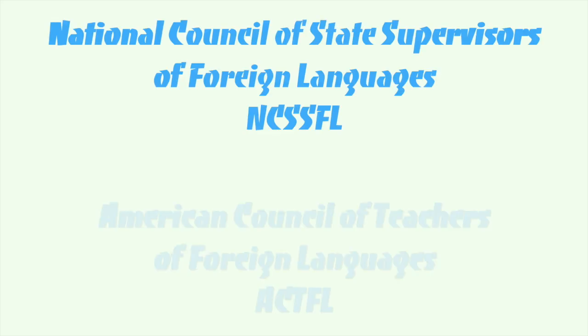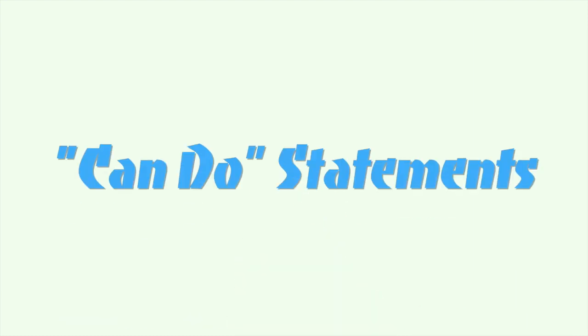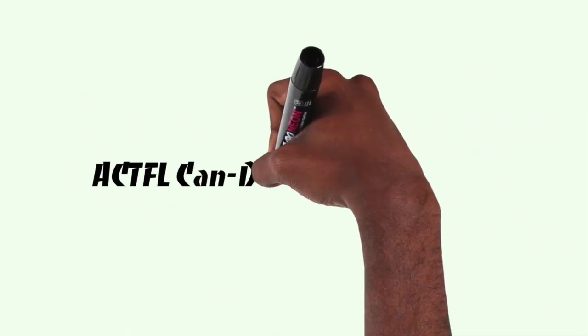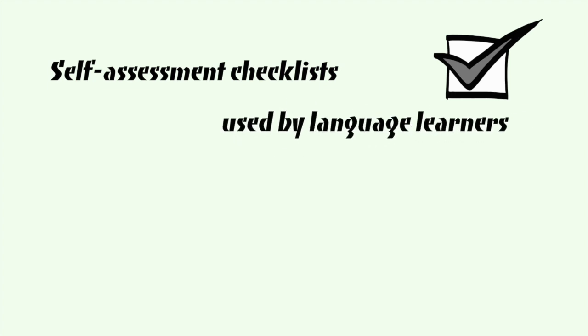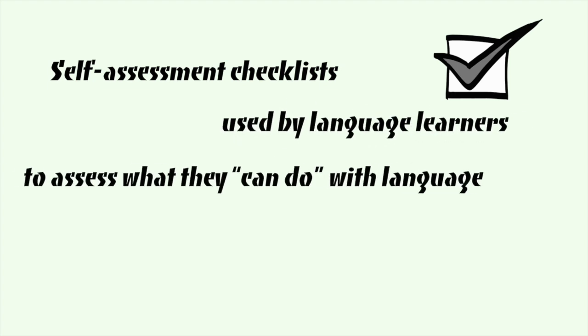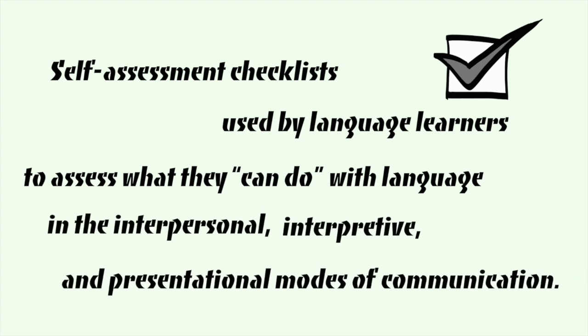Glad you could join me as we explore the National Council of State Supervisors of Foreign Languages and the American Council of Teachers of Foreign Languages can-do statements. What are can-do statements? Can-do statements are self-assessment checklists used by language learners to assess what they can do with language in the interpersonal, interpretive, and presentational modes of communication.